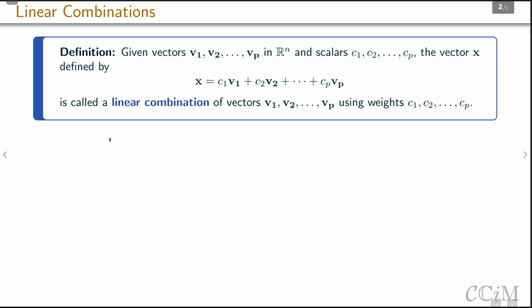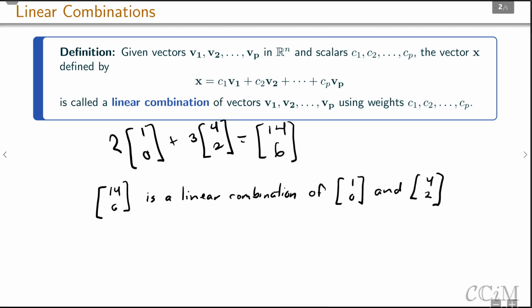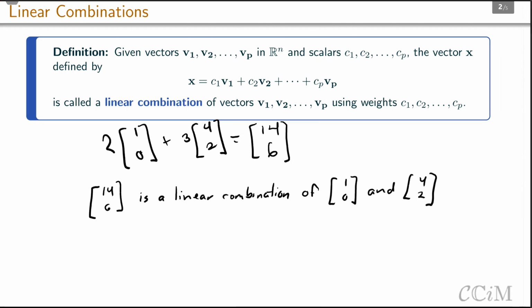Suppose I want to look at 2 times the vector (1, 0) plus 3 times the vector (4, 2). This combination, if I compute it, I would get 2 plus 12, or 14, and 0 plus 6, or 6. In this case, I'd say that the vector (14, 6) is a linear combination of the vectors (1, 0) and (4, 2), and in this case, I used weights 2 and 3.